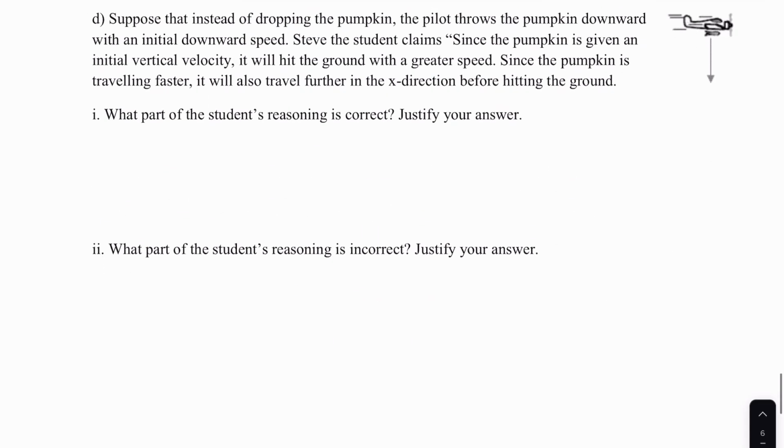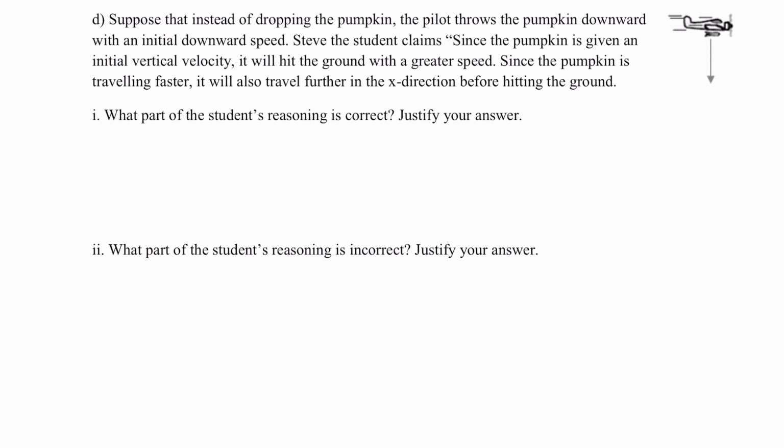Part D says, suppose that instead of dropping the pumpkin, the pilot throws the pumpkin downward with an initial downward speed. Steve, the student, claims, since the pumpkin is given an initial vertical velocity, it will hit the ground with a greater speed. Since the pumpkin is traveling faster, it will also travel further in the x direction before hitting the ground. The first part wants us to evaluate which part of the student's reasoning is correct and justify it. Part 2 wants us to figure out which part of the student's reasoning is incorrect to justify our answer.